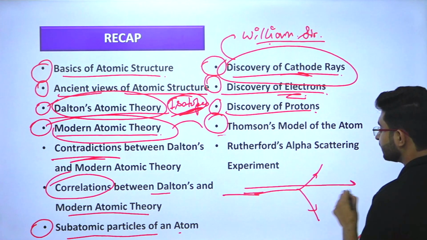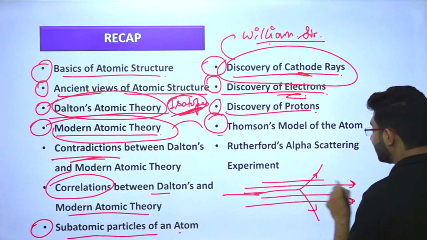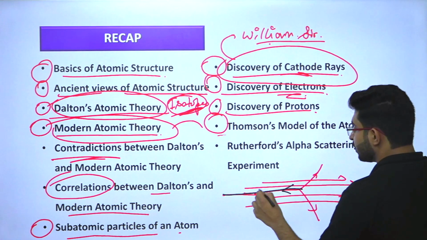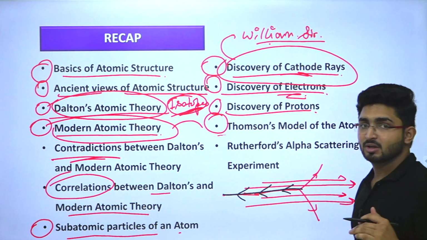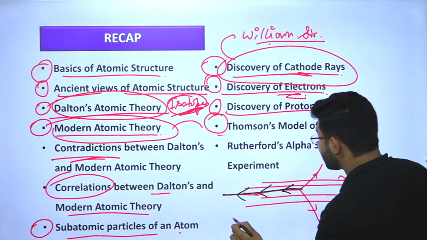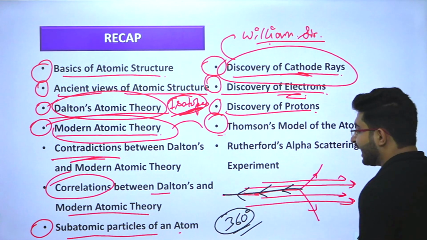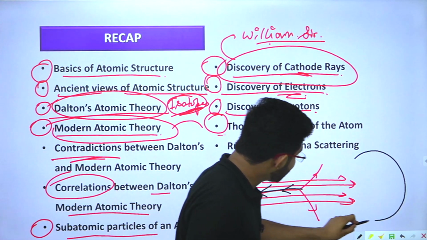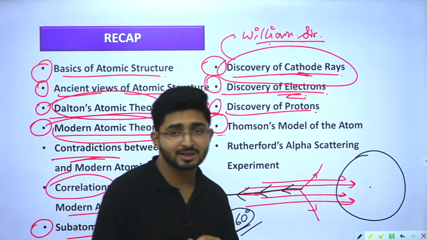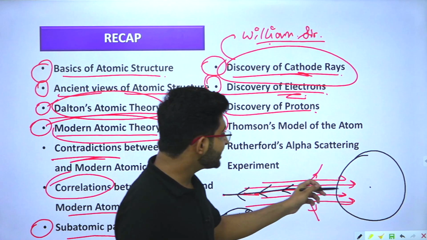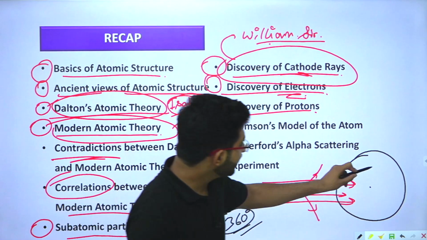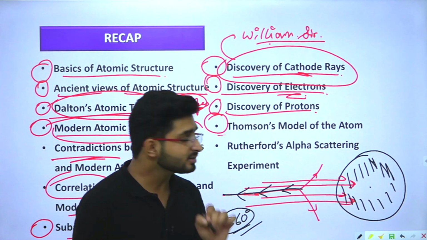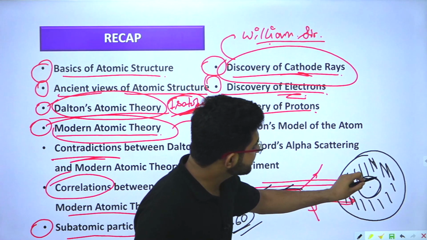Most of the particles went straight, but some of the particles, we can say 1 in 2000, deflected back on the same path, or they deflected themselves with an angle of 360 degrees. After all these observations, he stated that an atom, because he bombarded those alpha particles on the atom of the gold foil, as a whole has a lot of space vacant in it. And there is a positive charge that is concentrated in the center.